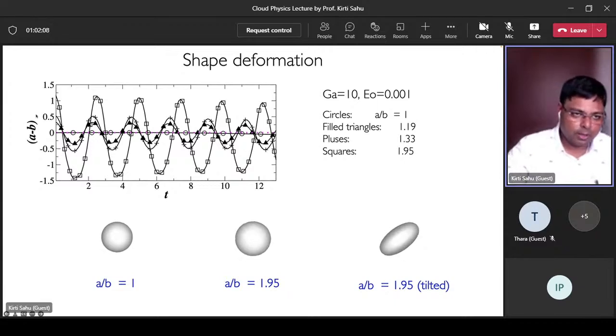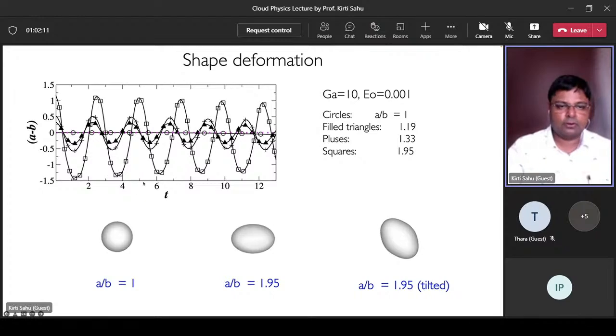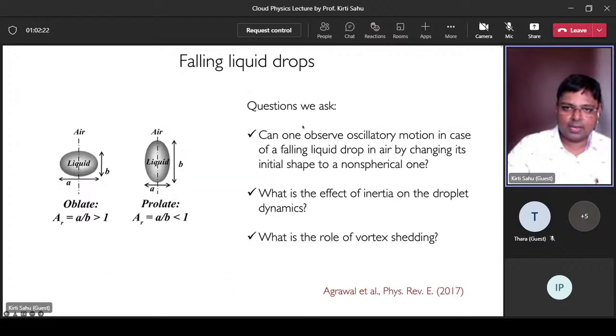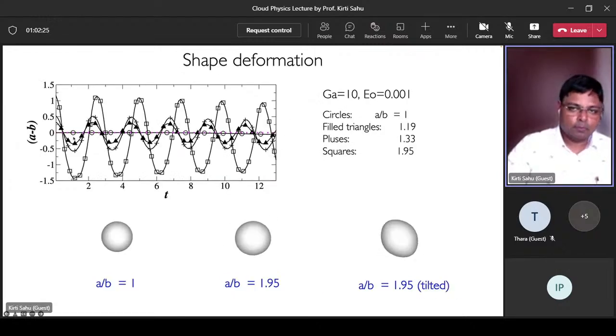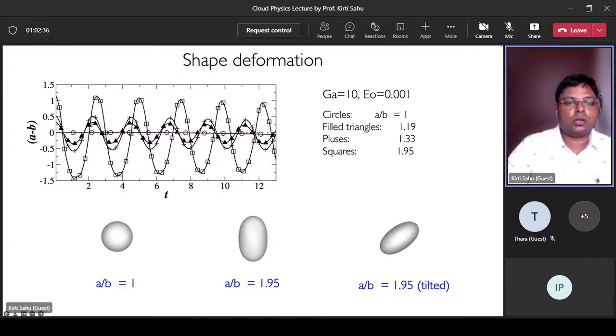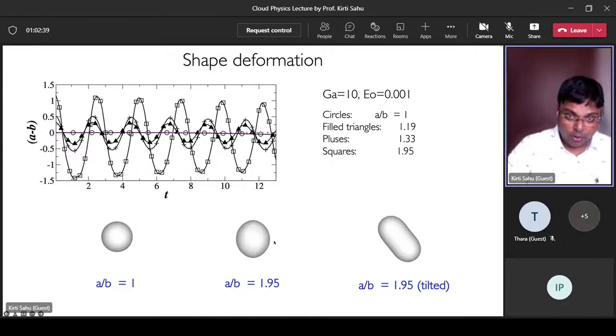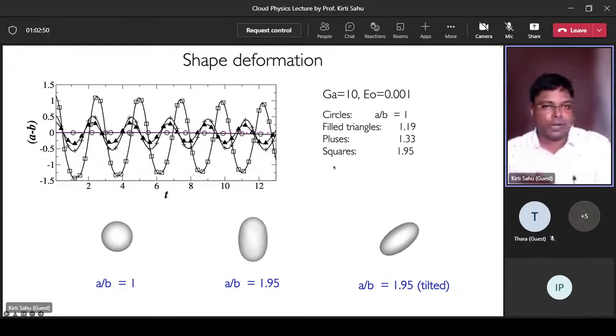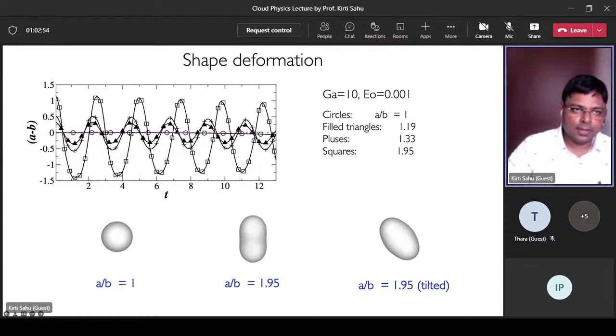We have plotted A minus B, the horizontal diameter minus the vertical diameter, with time. When A minus B is 0, it is essentially a spherical drop. And this has been done for different initial aspect ratios of the drops. You can see that when the droplet starts with a spherical shape, when A by B is 1, it remains spherical. You can see that the line is almost going through 0. But when it starts from a non-spherical shape, like an oblate, prolate, or any tilted shape, it continues to oscillate for a very long time. Another thing you can observe here is that the amplitude of oscillation decreases slightly.